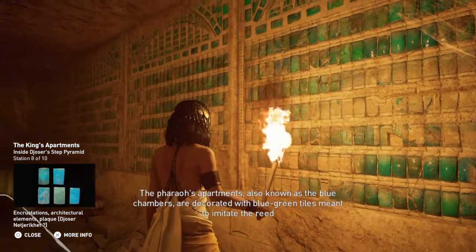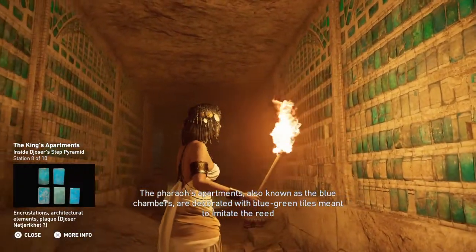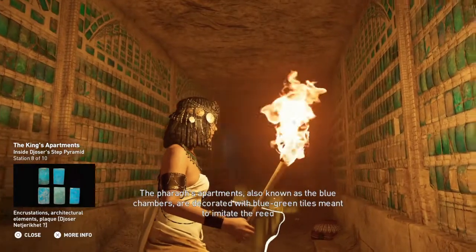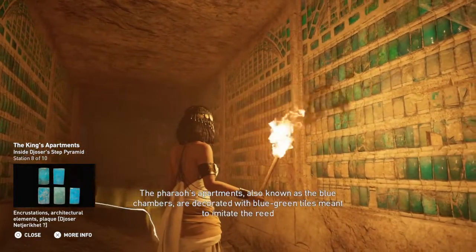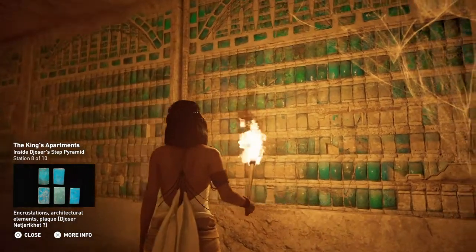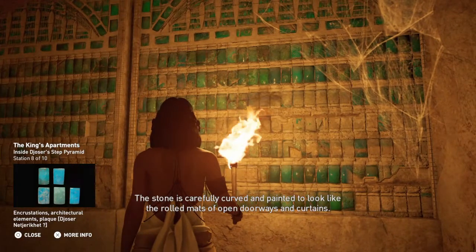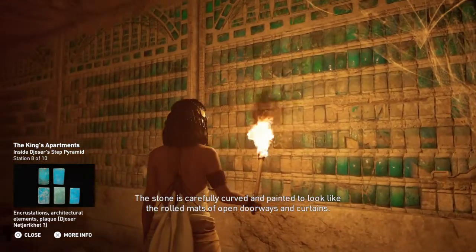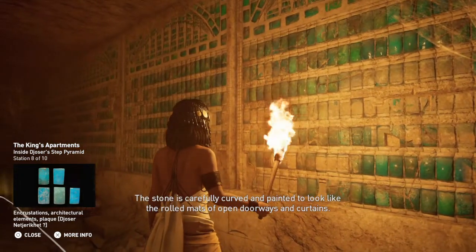The Pharaoh's apartments, also known as the Blue Chambers, are decorated with blue-green tiles meant to imitate the reed matting that covered the walls and windows of his palace. The stone is carefully curved and painted to look like the rolled mats of open doorways and curtains.